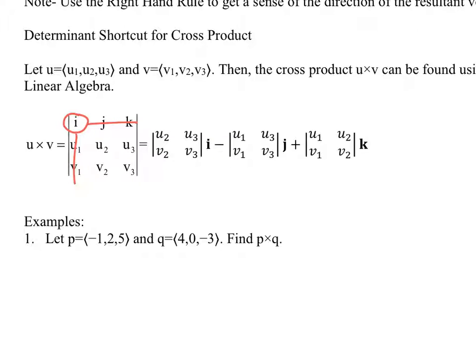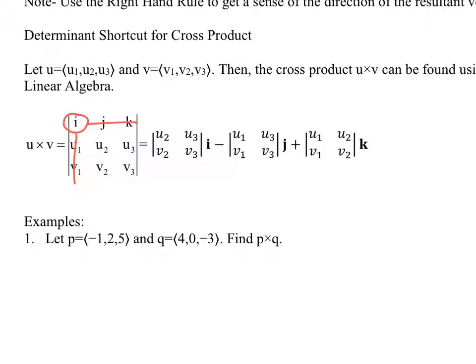But then for J, I'll do the same thing. I don't want to mark up this diagram too much. I would cross out the middle column and the top row, and I'd be left with U1, V1, U3, V3. All right, so that gives me that one. And then the same thing for K. If I wiped out the row and column that K is in, I'd have U1, V1, U2, V2. So that's where these entries are coming from.